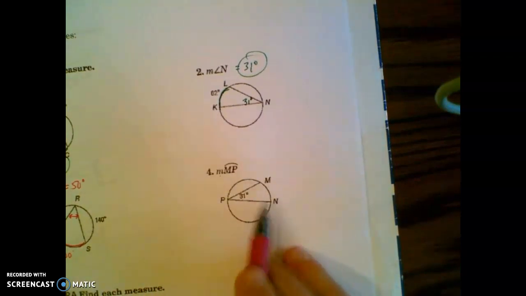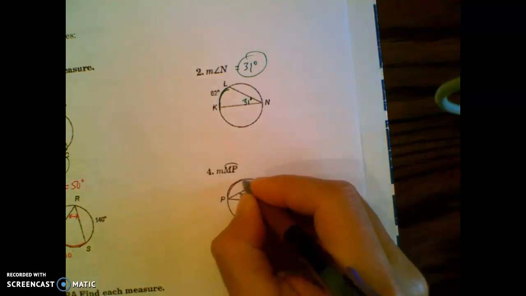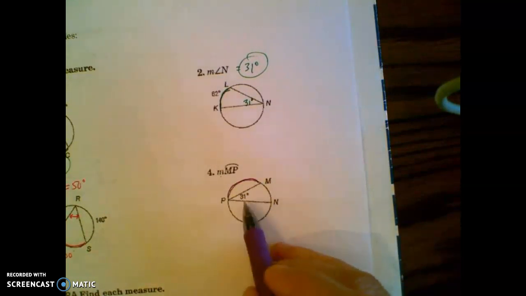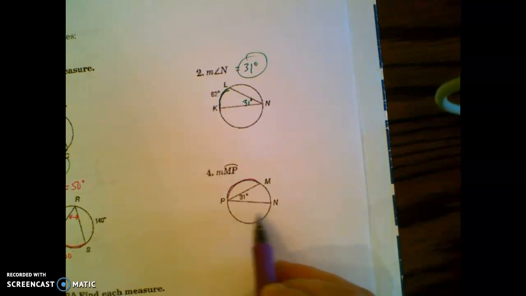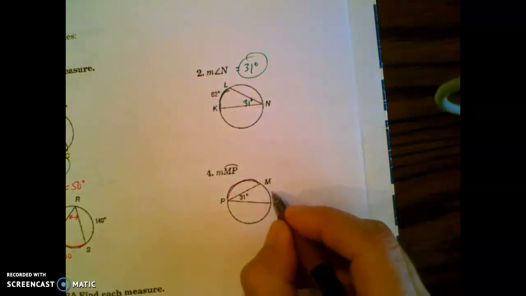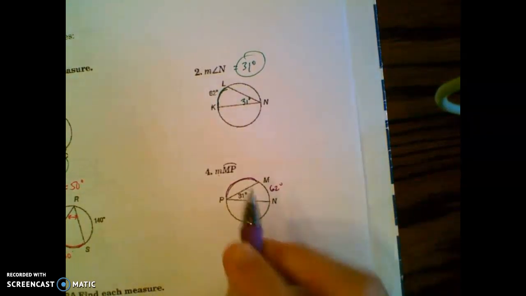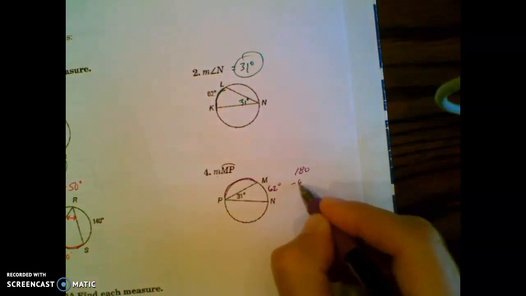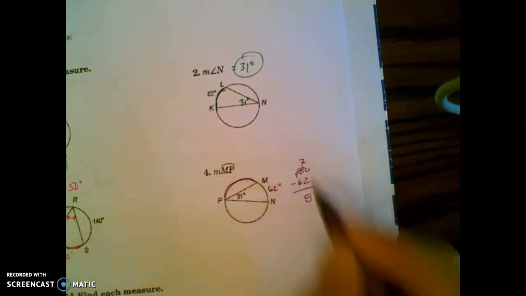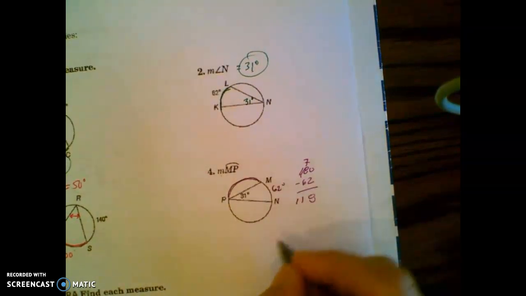Over here, I'm looking for the measure of arc MP. MP is this arc right here. So that's a 31-degree inscribed angle. I'm assuming that PN is going to be a diameter here, which means I have two semicircles. So this would be double that, which is 62. So I just doubled the 31 to get to 62. This is looking like a semicircle to me, or 180 degrees. So I do 180 minus 62. That's 8, take away 1, so that's 118. So that arc is 118 degrees.